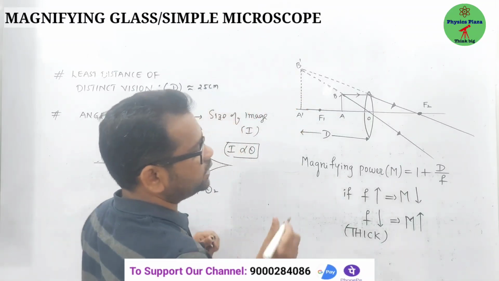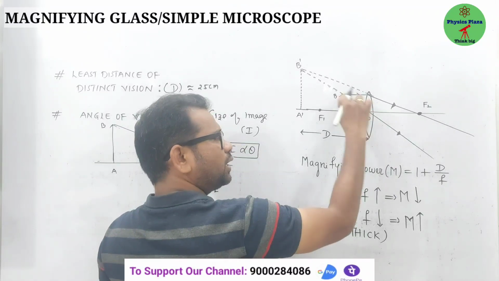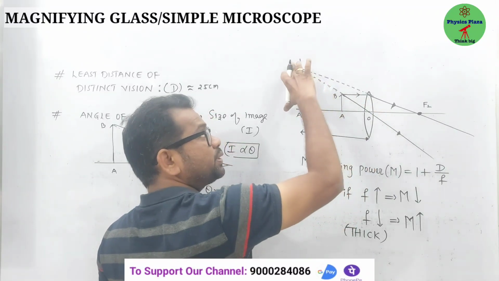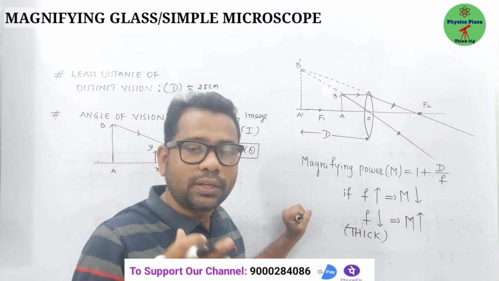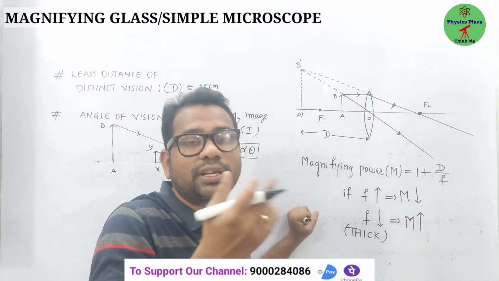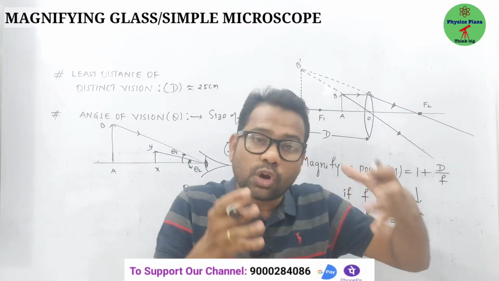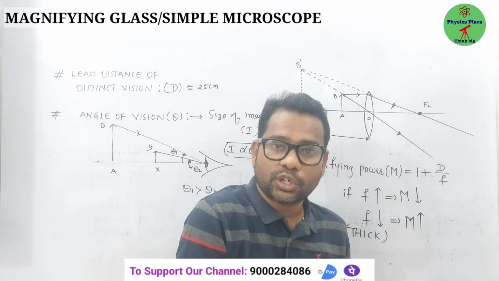Try to understand here, very, very important. The light rays which are coming and making an angle at the eye will be very small. But from here, it's a bigger image, right? Obviously, what will happen? The angle of vision is increased, which means the magnification is increased. Is it clear? So which convex lens is preferred as a magnifying glass, children?